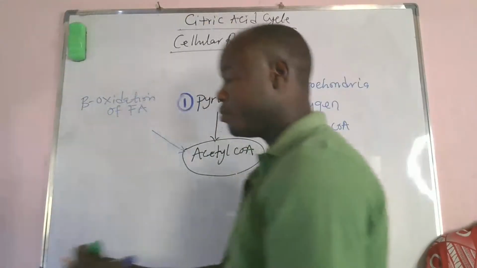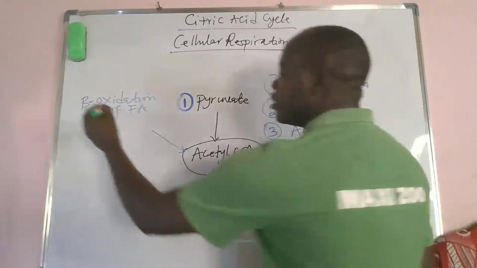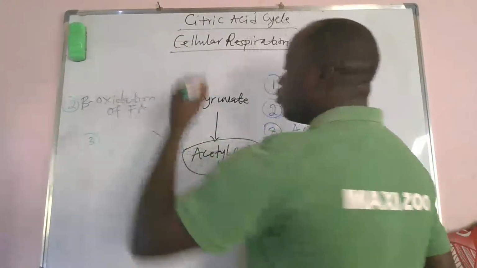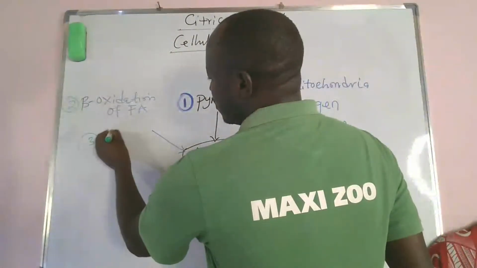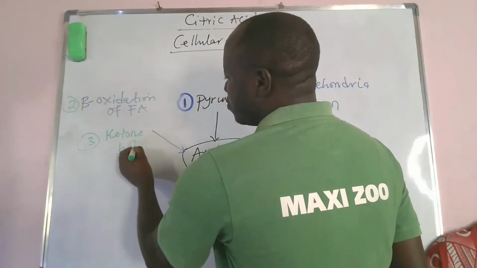You can get it from beta oxidation of fatty acid. Then what is another source of this acetyl CoA? Then we have number 3. We can also get it from ketone bodies.